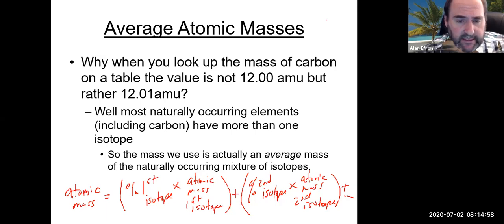So what do we mean by percentage? Because these are naturally occurring isotopes, they have what is sometimes referred to as percent abundance or relative abundance, something like that, is how it's worded.